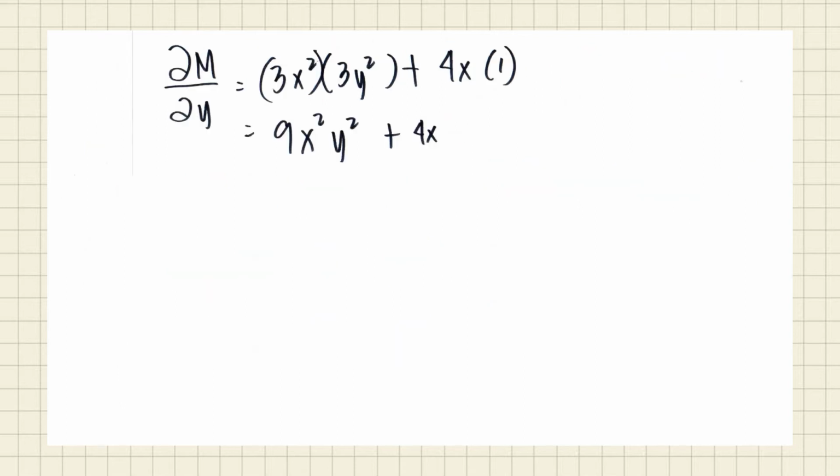Para ma-prove natin na exact na ang ating DE, kunin ulit natin ang partial derivative ng M at N. Ang partial derivative ng M with respect to y is equal to 3x squared multiplied sa derivative ng y cubed, which is 3y squared, at 4x multiplied by 1 na siyang derivative ng y. Simplifying this, ang makukuha natin ay 9x squared y squared plus 4x.